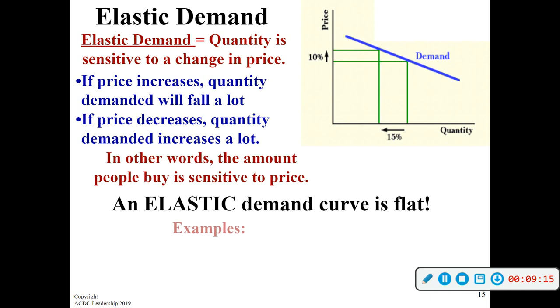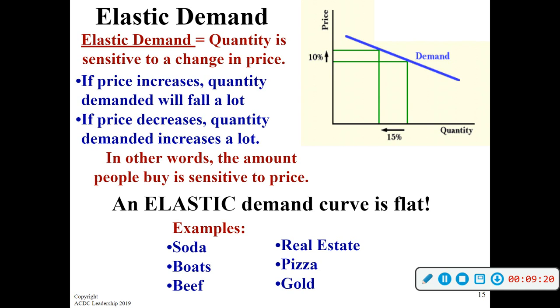Okay. Elastic, it's the other way around. You're going to see a greater percent change in quantity than you do in price. Meaning a small change in price is going to have a greater effect on the quantity that consumers are going to buy. I'll give you some examples: soda, boats, beef, real estate, things that go up. Consumers are very responsive to a change in price for elastic goods.